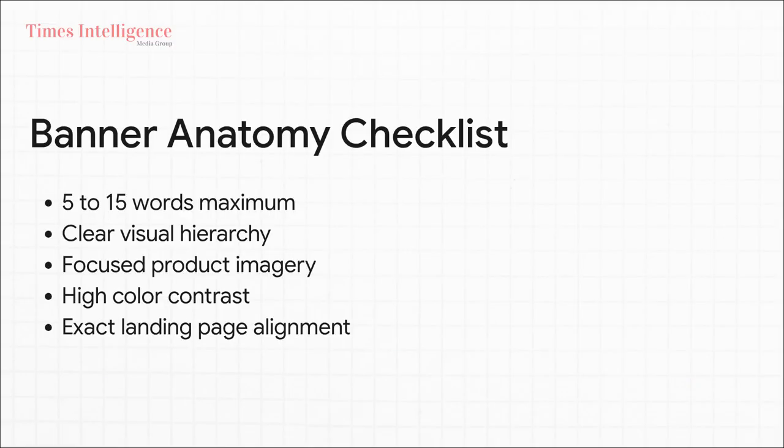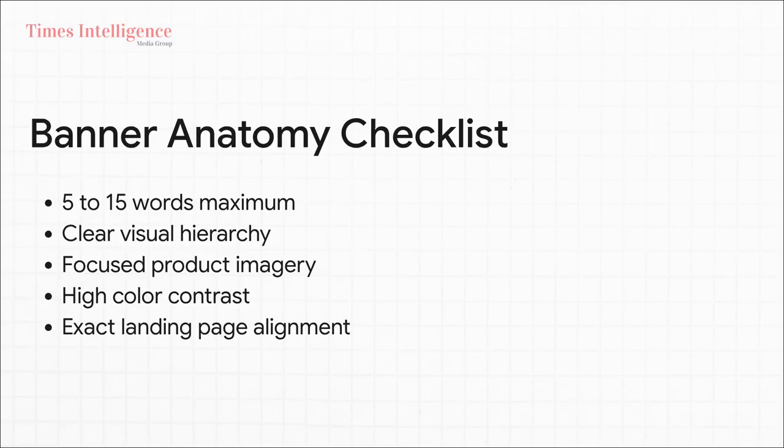So, when you're building these, keep your anatomy simple and strict. You want 5 to 15 words maximum. Overloaded banners just kill attention. You also need a clear visual hierarchy, where the discount is the largest text, followed by the deadline. Use focused product imagery so people instantly know what's on sale, like displaying smartphones for an electronics sale. High color contrast ensures readability across all those different screens. But please pay close attention to this final point, exact landing page alignment.